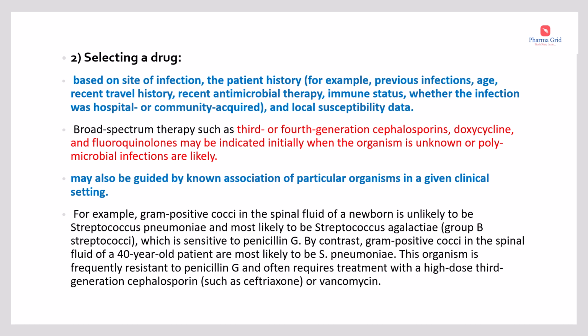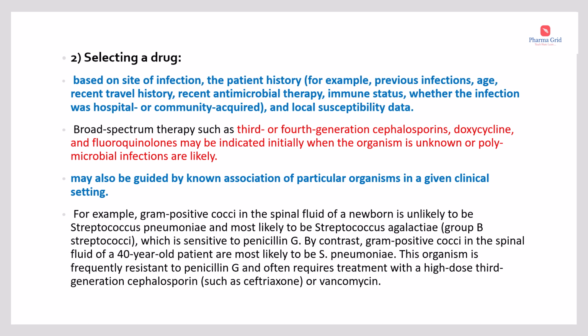This organism is frequently resistant to penicillin G and often requires treatment with a high-dose third-generation cephalosporin such as ceftriaxone or vancomycin. So in this example, we are taking the case of a newborn as well as a 40-year-old patient. In a newborn, gram-positive cocci in the spinal fluid, the most likely causative organism will be Streptococcus agalactiae, which is sensitive to penicillin G. But in the same case, gram-positive cocci in the spinal fluid of a 40-year-old patient, the causative organism is not the same.